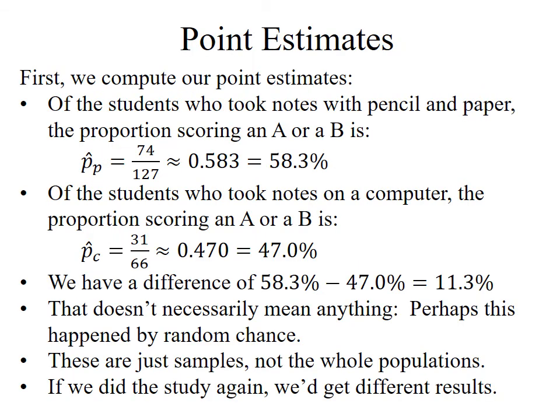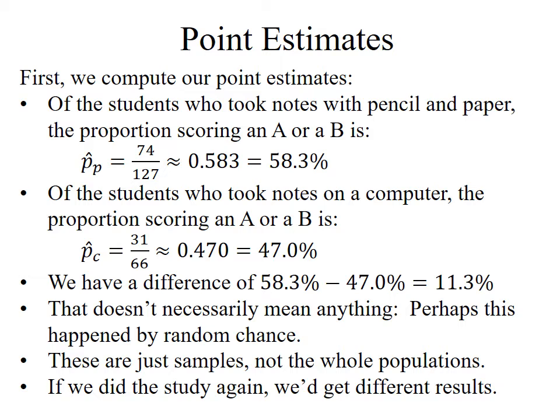So what's the first thing to do? We need to make some point estimates. All right, first taking a look at the students who did notes with pencil and paper. Our p-hat is 74 out of 127 students, which is 0.583 or 58.3%. Of the students who took notes with the computer, our p-hat is 31 out of 66 students getting an A or a B. That gives us 0.470 or 47%. So we have a difference here. 58.3% minus 47.0% is 11.3%. The students who took notes pencil and paper did 11.3% better than the students who took notes on a computer.